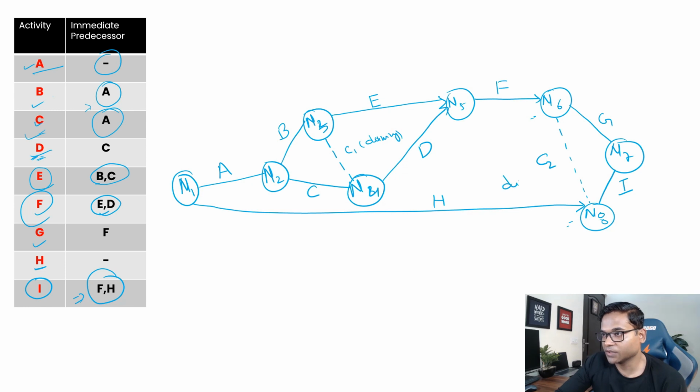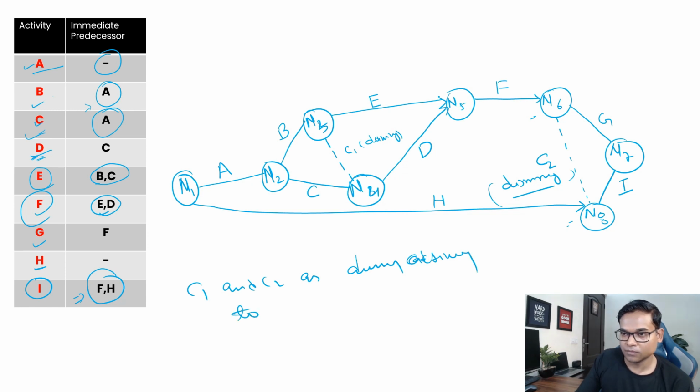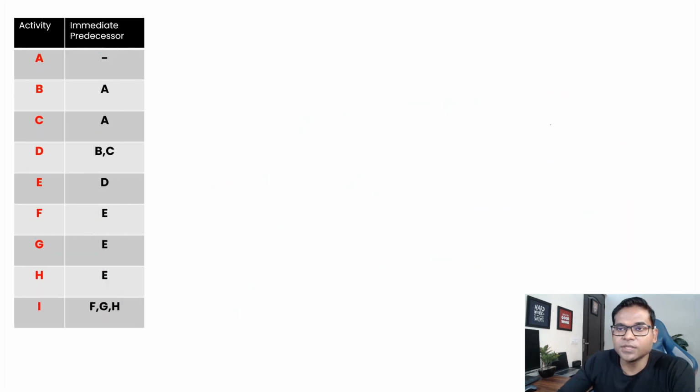So this is how you will be utilizing dummy activities. C1 and C2 are the dummy activities used to draw this network diagram. So let's draw the CPM network for this question. Here also we will be utilizing dummy activities for our network.